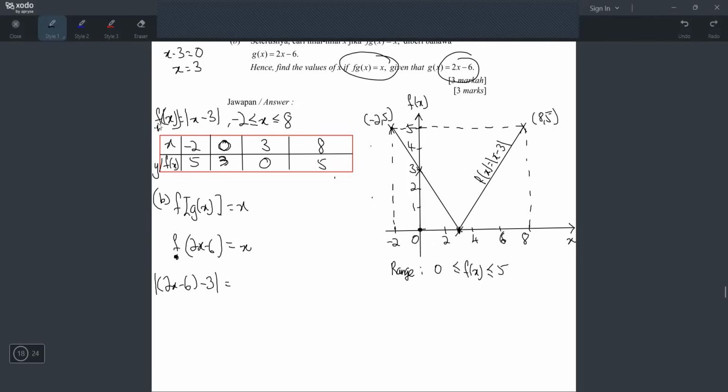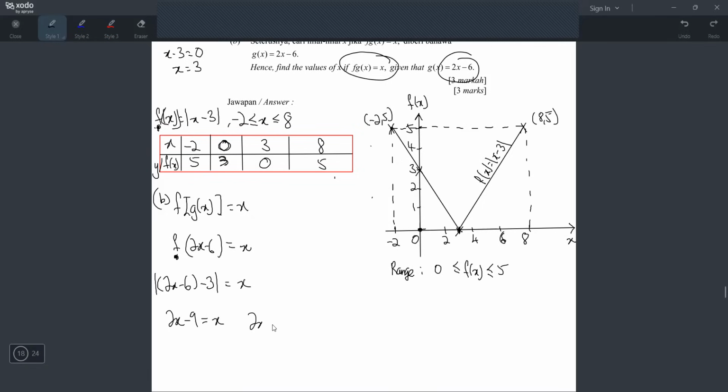It means f bracket x is modulus x minus 3, but I don't want f bracket x. I want f bracket 2x minus 6. That is why the x has to change to 2x minus 6 equals to x. Now how to find x? Okay, negative 6 minus 3 is just negative 9. The modulus, what we can do is we can pindah to the other side. But when you move the modulus to the other side, there will be two answers.